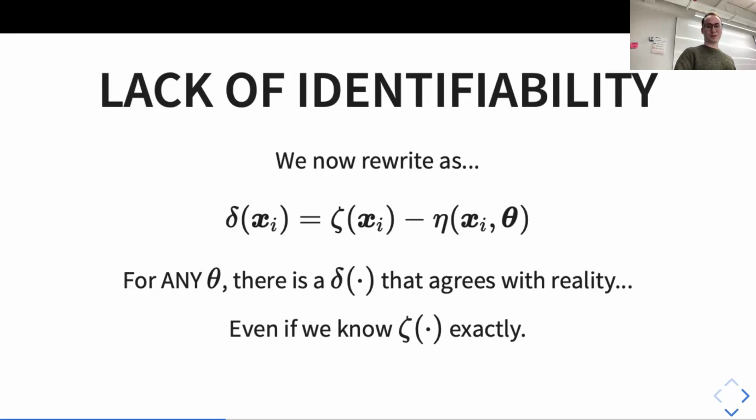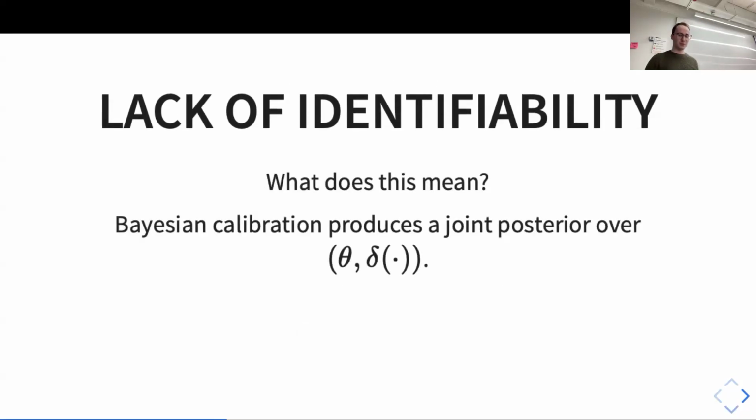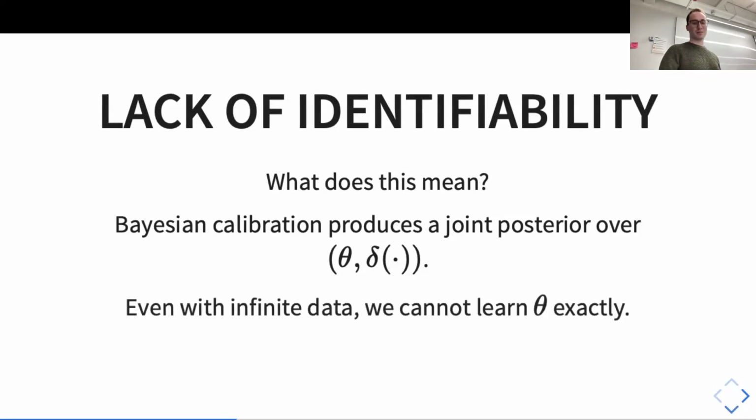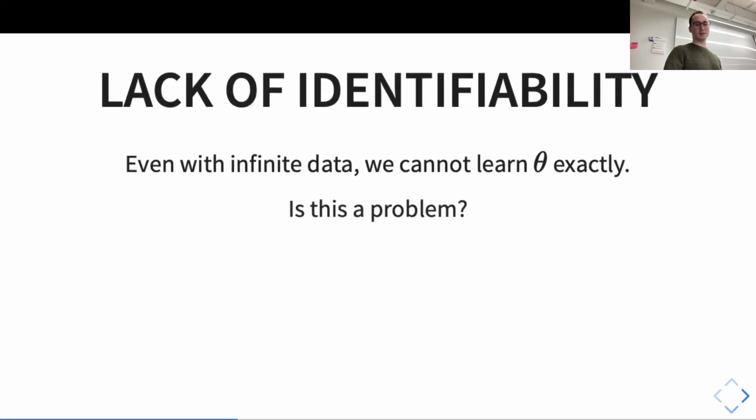Okay, sure. What does this actually mean? So we're not just learning about theta. What we're learning is a joint posterior, when we get to the Bayesian part, over both theta and the model discrepancy. We're learning the two together, and you can't separate the two. And what this actually means is that you end up with a manifold of the two. And it's then up to you how you pick the theta based on the model discrepancy. Even with infinite data, you can't learn theta exactly.